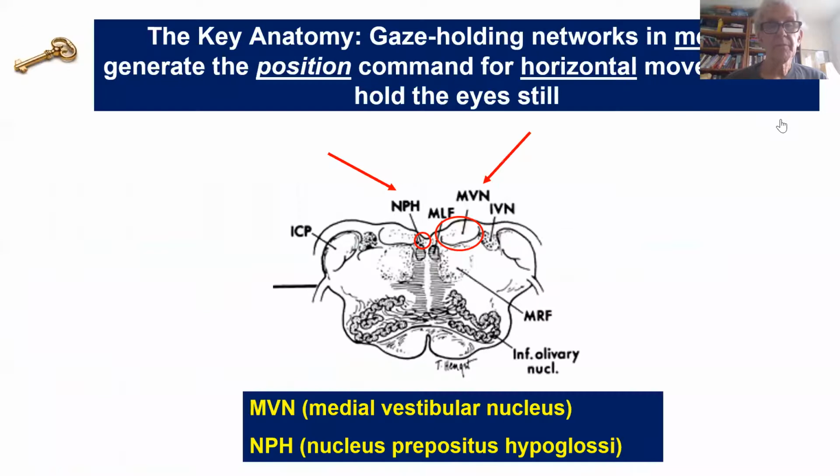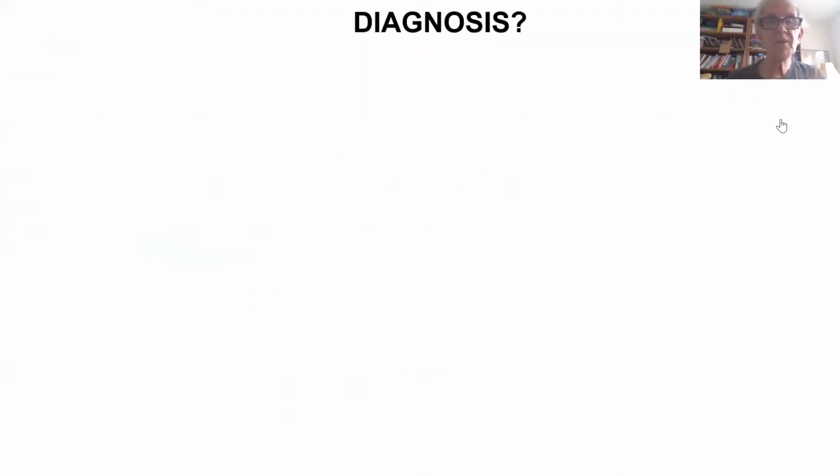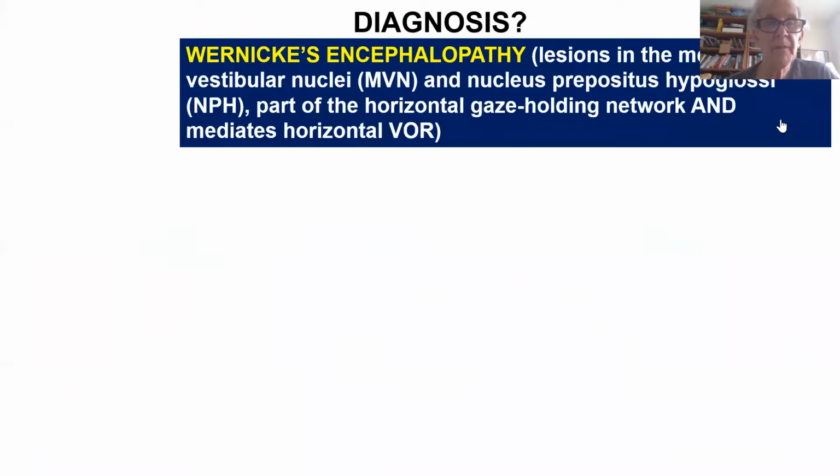So this is the key anatomy. Gaze holding networks for horizontal movements to generate the position command. MVN, medial vestibular nucleus and nucleus prepositus. What's the diagnosis? I know you can all get this one. This is Wernicke's disease.